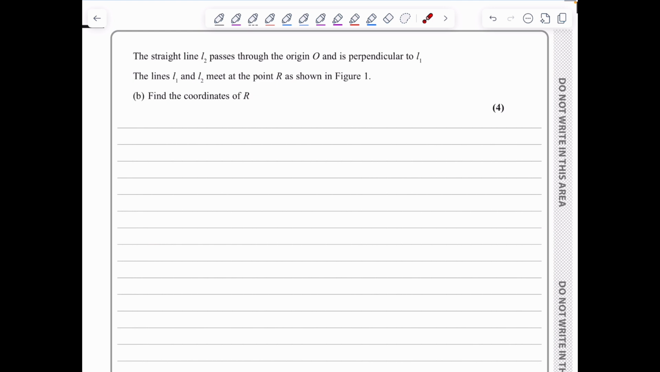We are then told that the straight line L2 passes through the origin and is perpendicular to L1, and the two lines meet at the point R, and we need to determine the coordinates of R. Well, we have established that the equation of L1 is y equals minus a quarter x plus 17 over 2, so we know that the gradient of L1 is minus a quarter. This means that the gradient of L2, which is perpendicular to L1, is simply 4. So the equation of L2 is simply y is equal to 4x since it passes through the origin.